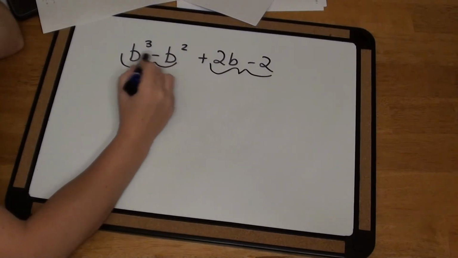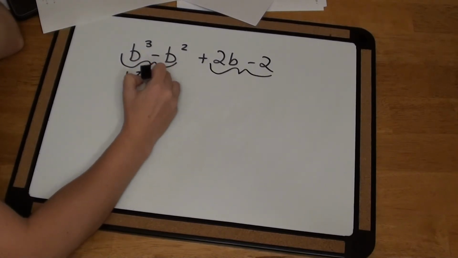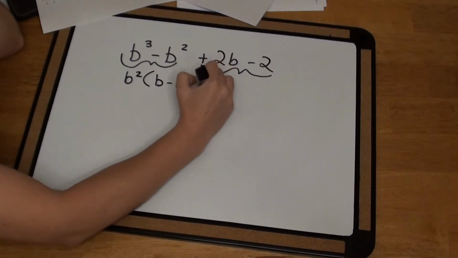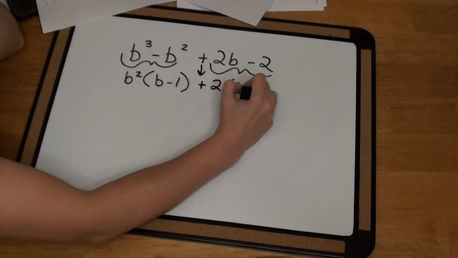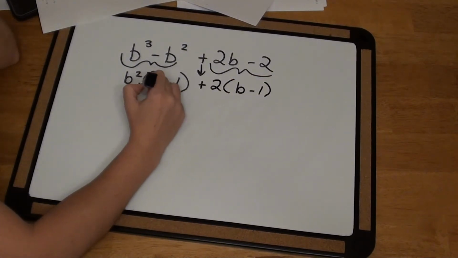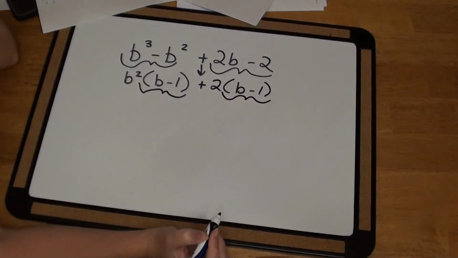So when I look at this, what could I take out of both of these? I could take a b squared out. That would leave me with b minus 1. Then I bring down my addition sign, and then I'm going to look at this. I can take a 2 out, and that leaves me with b minus 1. All right, so what do I see here? I see that I've got a b minus 1 here, and a b minus 1 here.